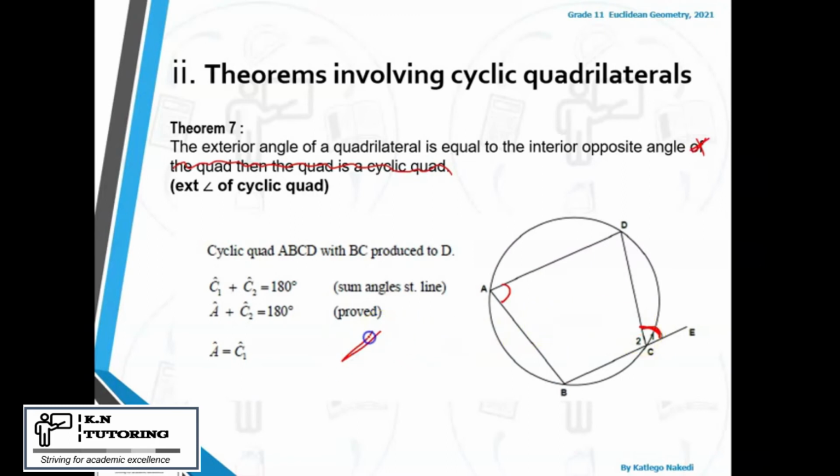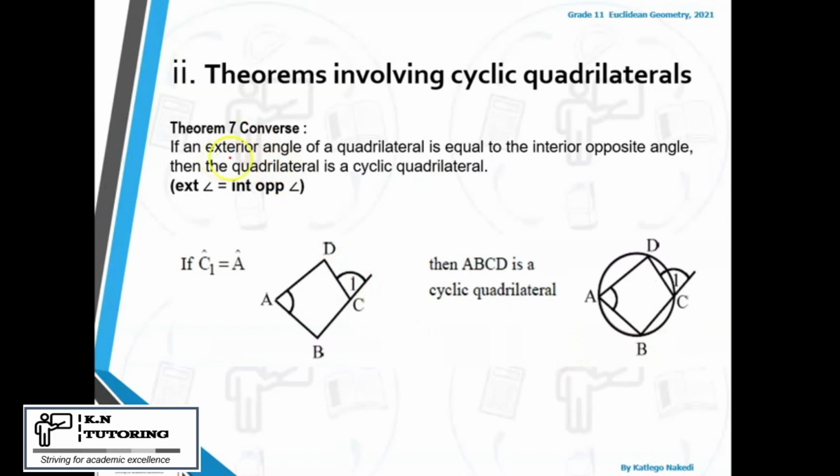Straightforward. Remember, when it comes to a triangle, we are saying the exterior angle of a triangle is the sum of the opposite interior angles. In triangle ABC, C is equal to A plus B. But when it comes to a cyclic quad, we are saying C1 is equal to A here. Two things that you need to take into consideration and bear in mind. Cyclic quad: the exterior angle is equal to the interior opposite angle. The exterior angle of a triangle is equal to the sum of the opposite interior angles.